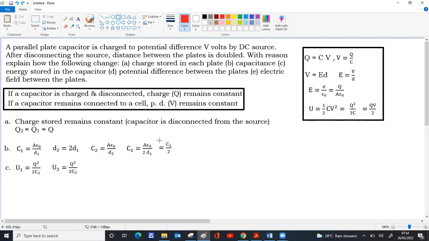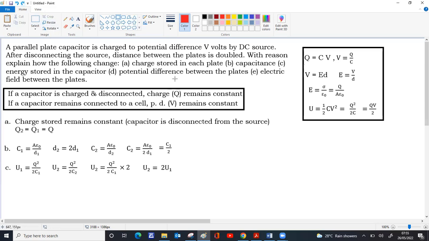Now C2, the change we know, C2 becomes C1 by 2. So C1 will come here, 2 will go on the top. So Q square by 2, C1 by 2. So why is this 2 not cancelled? Because for replacing Q square by 2 C1 as U1, you need this 2 here. So you can replace this Q square by 2 C1 as U1. So it will be U1 into 2. Means energy becomes double basically.